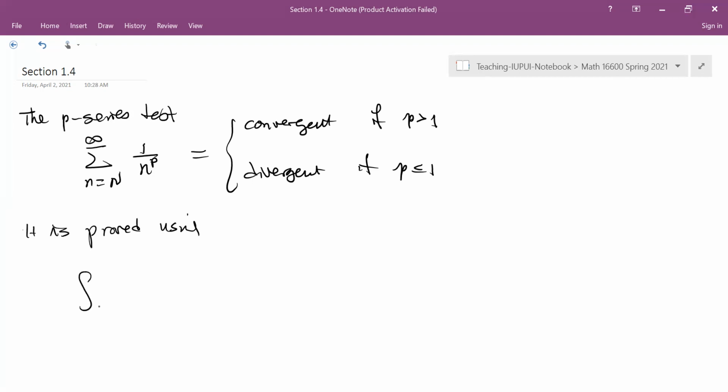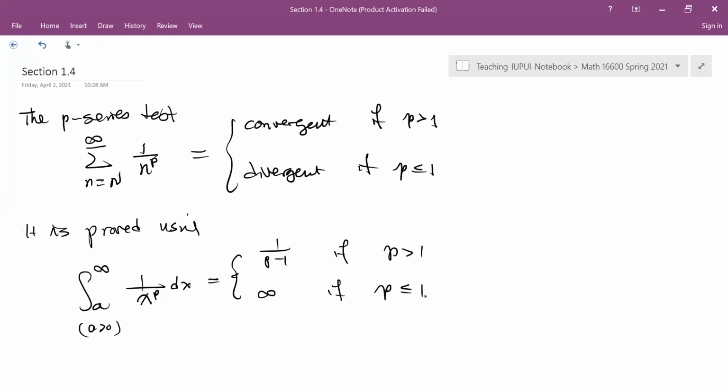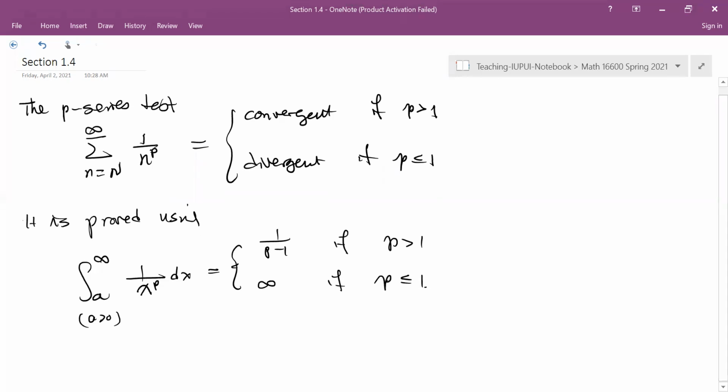The integral from any positive number a to infinity of 1 over x to the power p dx, when p is greater than 1, is going to be finite, a to the power 1 minus p over p minus 1. Otherwise it's divergent, it is infinity if p is less than or equal to 1. So this is the corresponding integral.